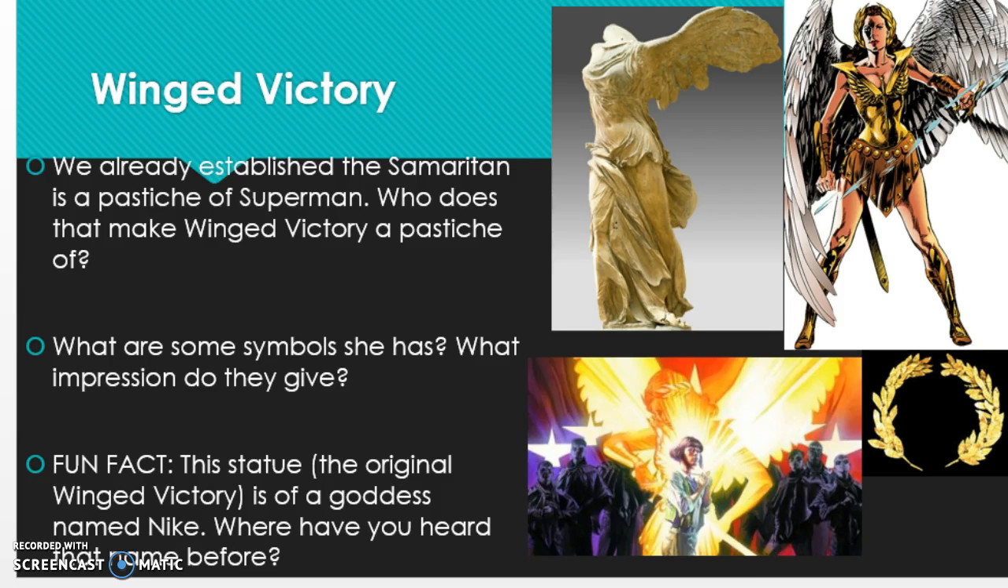So this time we meet another superheroine. We all know the Samaritan's a pastiche of Superman. How about Winged Victory? What's she supposed to be? I got no clue. So some symbols she has. Hey, check out that wreath. Check out the wings. Check out the swords. What do those symbolize? And she is named after this statue, which is of a goddess named Nike. Nike? I never heard that word before. I'm strictly an Adidas man over here.